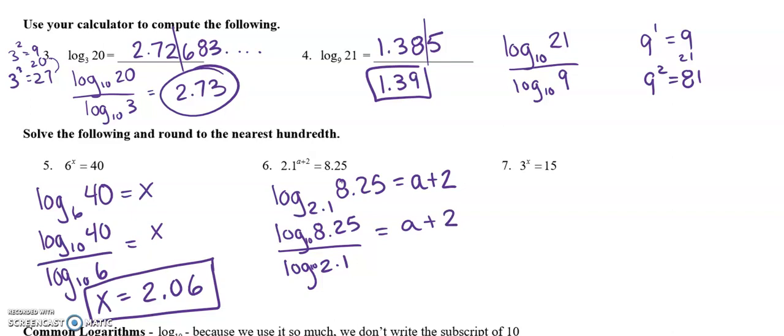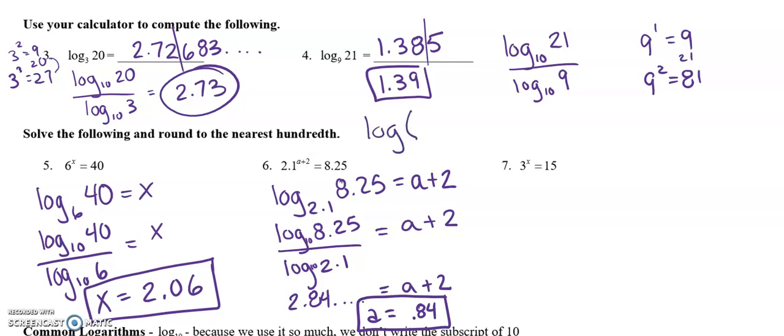You can do that all at once. Be careful, because your calculator automatically puts parentheses. This is 2.84, and so on, equals a plus 2. Subtract 2 from both sides, and we get a equals 0.84. I should have mentioned, when you type in the log button, your calculator automatically puts a parenthesis. You need to close the parenthesis before you divide by the next log.